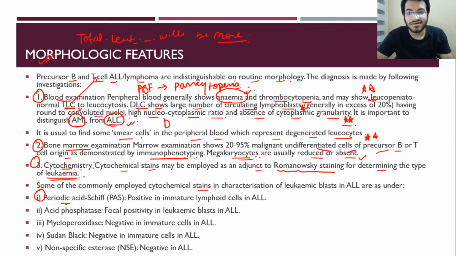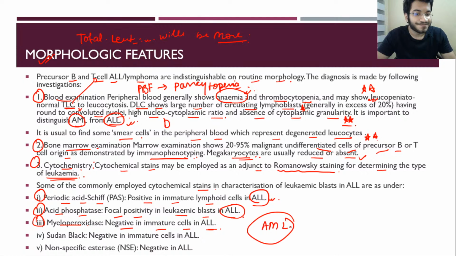First is PAS, periodic acid Schiff stain. It is positive in immature lymphoid cells in ALL. Then second is acid phosphatase. Acid phosphatase is focal positive in the leukemic blasts in ALL. Then myeloperoxidase. Myeloperoxidase is negative in immature cells in ALL, right? But it is positive in AML, because it comes positive with the myeloblasts.